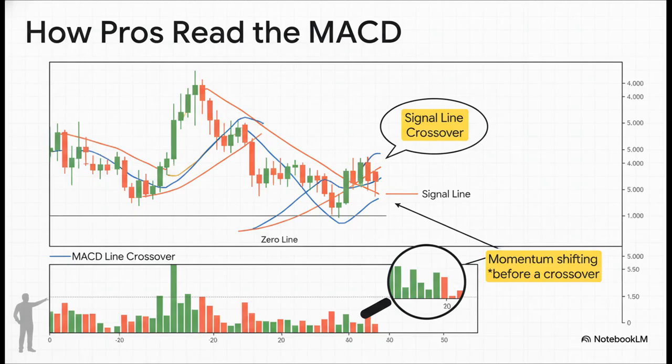You know, amateurs, they just wait for those two lines to cross. But a pro is watching that histogram like a hawk. When those bars on the histogram start to shrink, it's a huge visual clue that momentum is fading, and it often happens before the lines even think about crossing. It's like hearing the tires squeal just before you see the car stop.